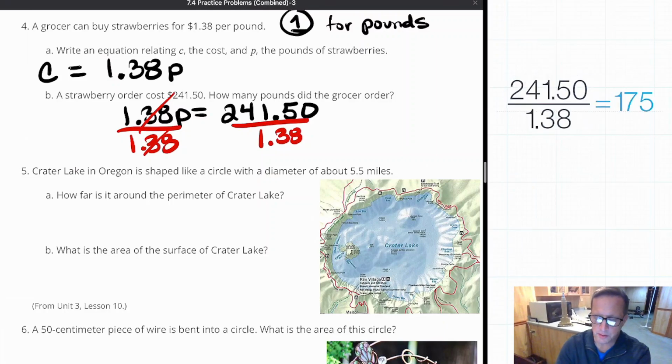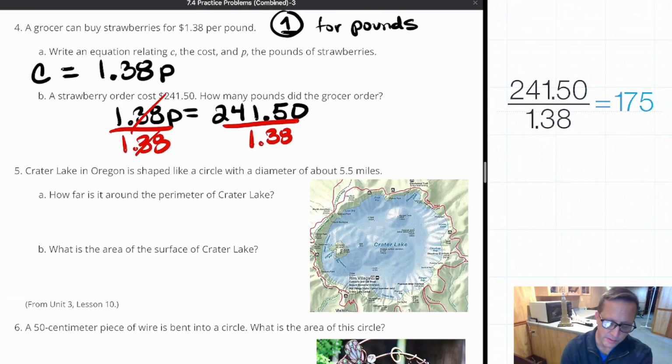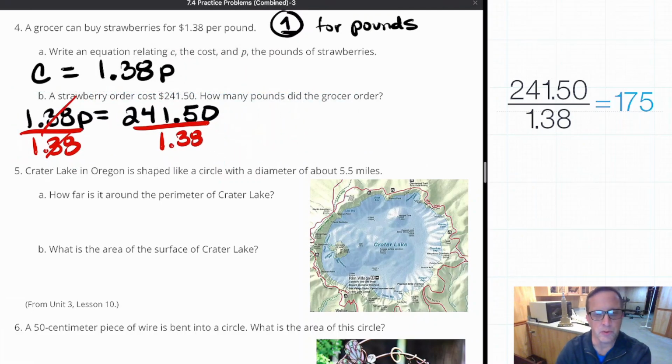So $241.50 divided by $1.38 is 175. So yeah, that makes sense. I wouldn't say that makes sense for my household. I would say that makes more sense for a restaurant or perhaps an ice cream store, or just somewhere they make desserts, maybe a fruit market. Who knows? But 175 pounds of strawberries.